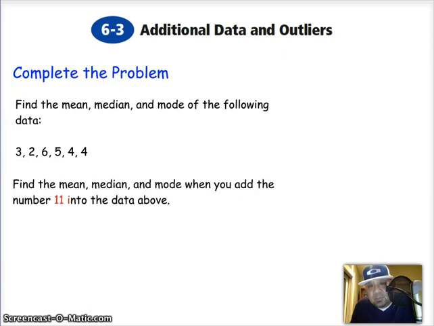All right, well, it's your turn. You're going to go ahead and complete this problem. You're going to find the mean, median, mode of the following data: 3, 2, 6, 5, 4, 4. And then after you've done that, you're going to find the mean, median, and mode when you add the number 11 into the data above. In other words, we're adding another number which happens to be an outlier, significantly larger than the numbers we have there.